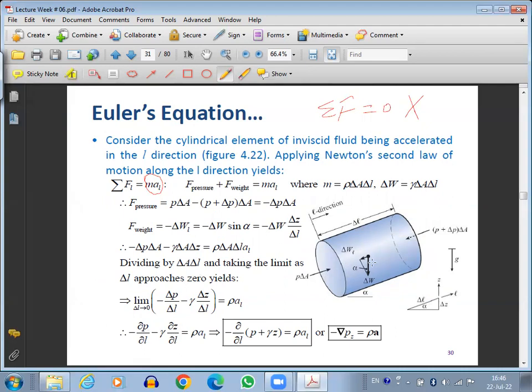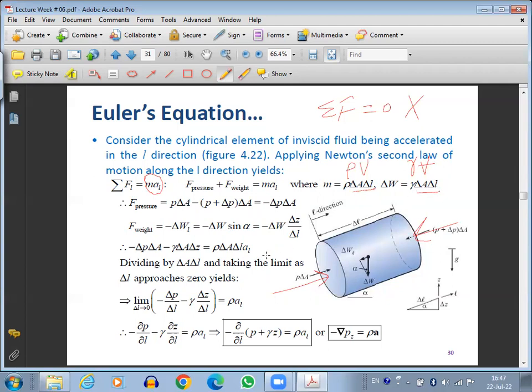You have the cylindrical fluid element like we had before. You had the pressure component on one end and the pressure component on the other end. The pressure component on one end was P delta A. The pressure component on the other end was P plus delta P, delta A. Pressure always acts inward, so one is considered positive and the other component is considered negative. There is mass. Mass can be written as density times volume. Volume is delta A times delta L. There is weight. Weight can be written as gamma times volume, so volume is again delta A times delta L.